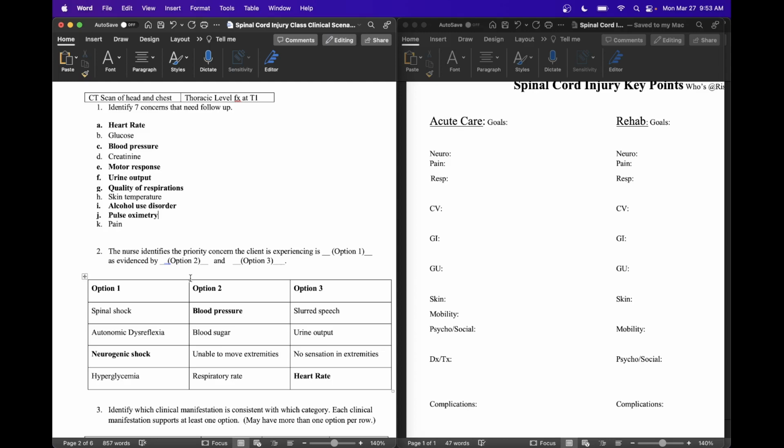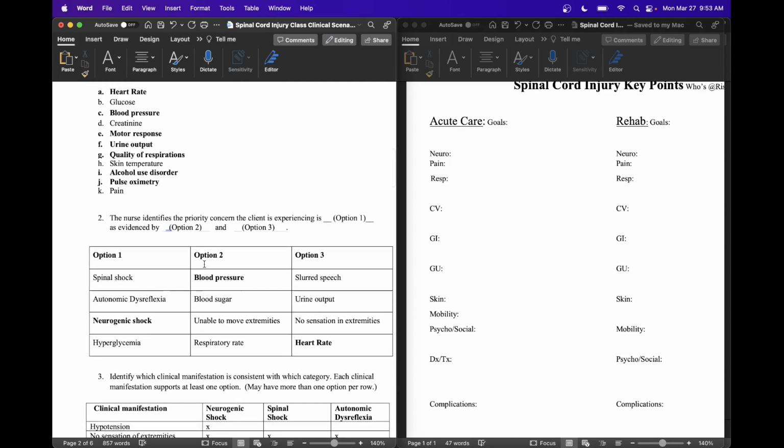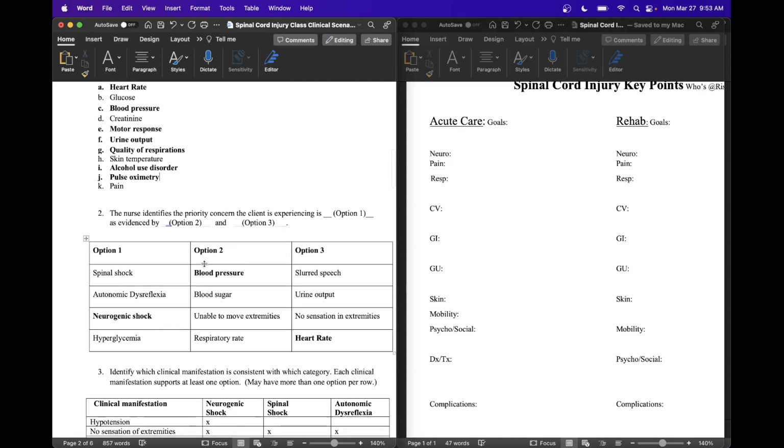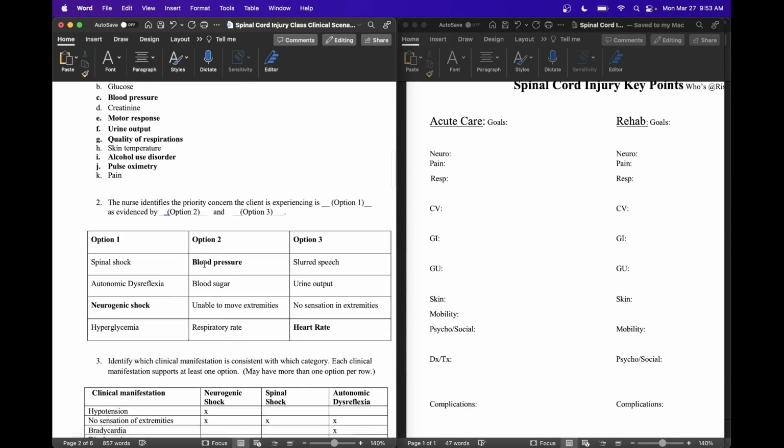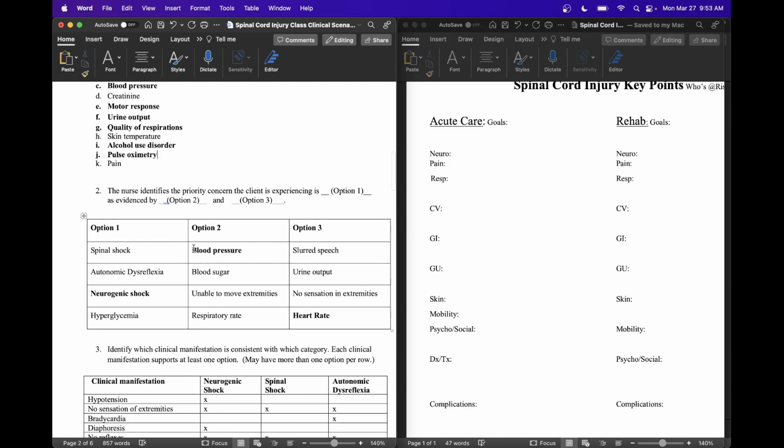Let's move on. The nurse identifies that the priority concern is the client is experiencing, let's look through these, as evidenced by option 2 and 3. So take a minute and you can talk with each other now.